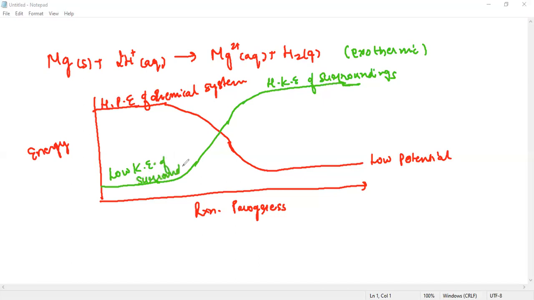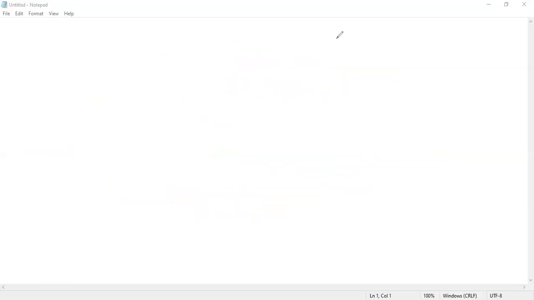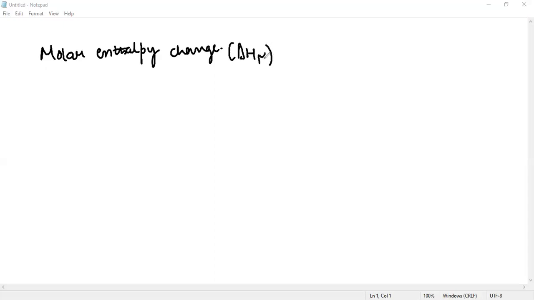Okay. Now moving on, we have one more term which we call molar enthalpy change. Now, molar enthalpy change, what is the symbol? It is delta HR.